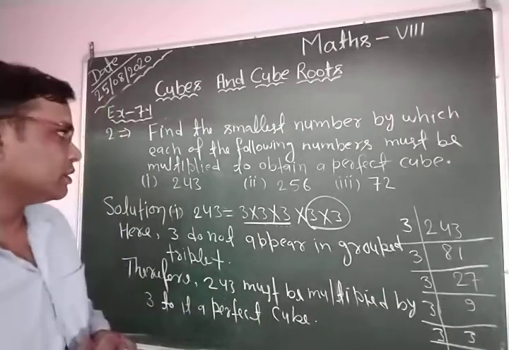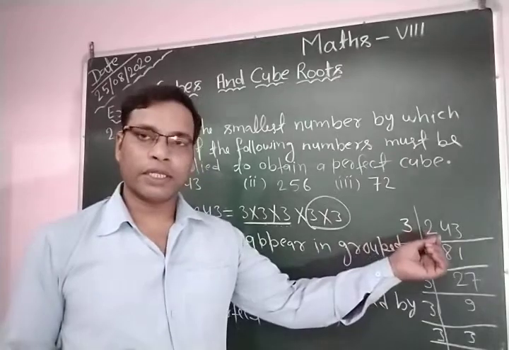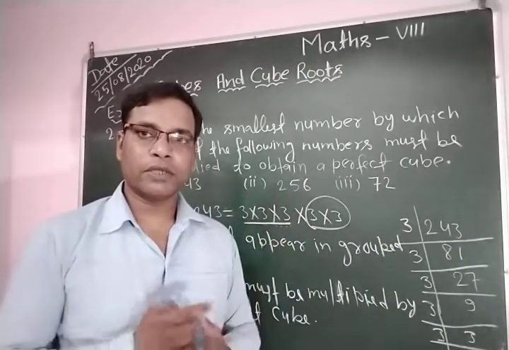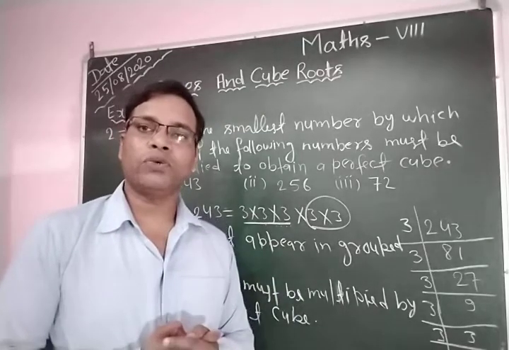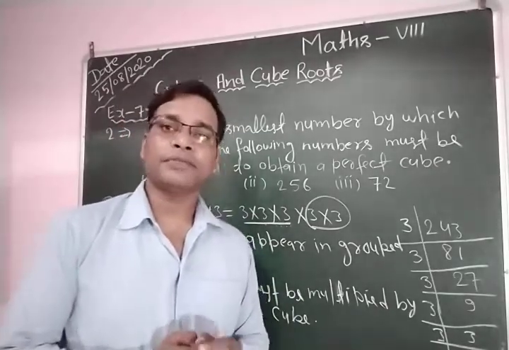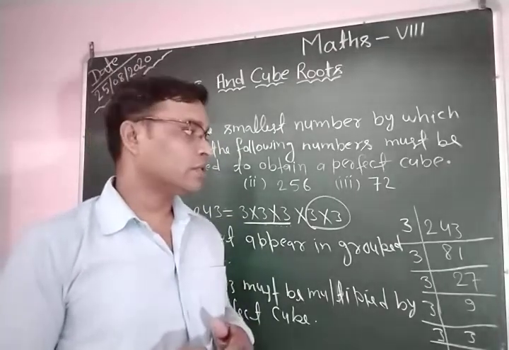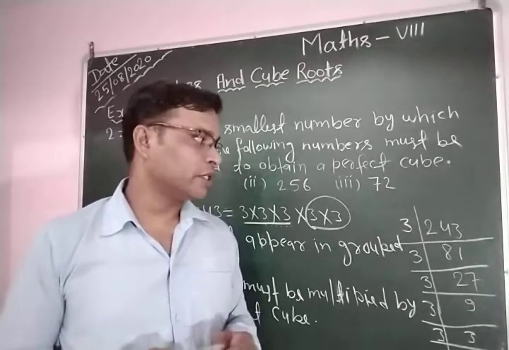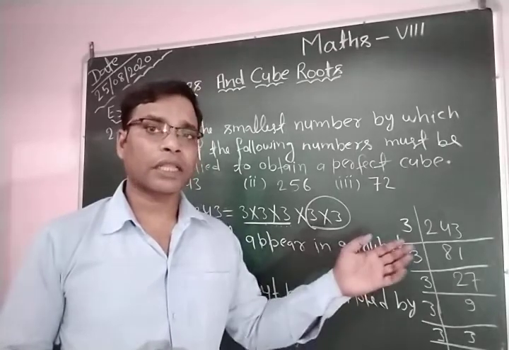Okay, so for this, first we find the prime factorization of the given number, meaning 243, this is given 243. The question asks us to find the least number that we multiply with 243, so that the new number obtained becomes a perfect cube. So which number do we multiply with 243? For this, first we find the prime factorization of the given number.